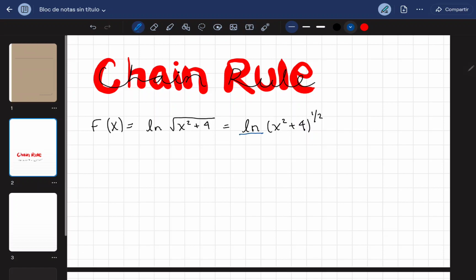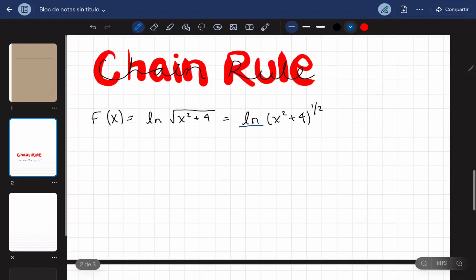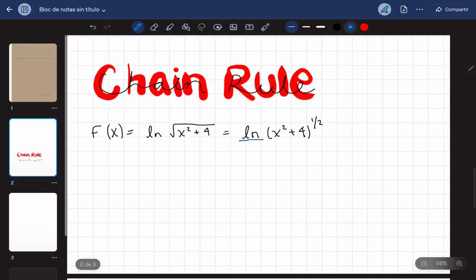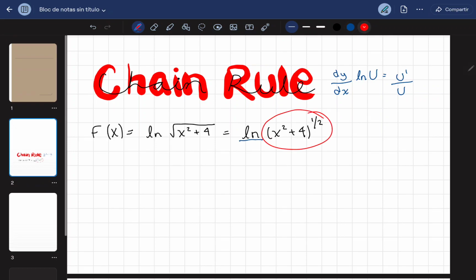And let's remember this rule. The rule of the natural logarithm says, I'm gonna write it in here. It is dy/dx of ln u equals u prime over u. Like this. Yes? So we need to get the derivative of u divided by u, divided by all of this.